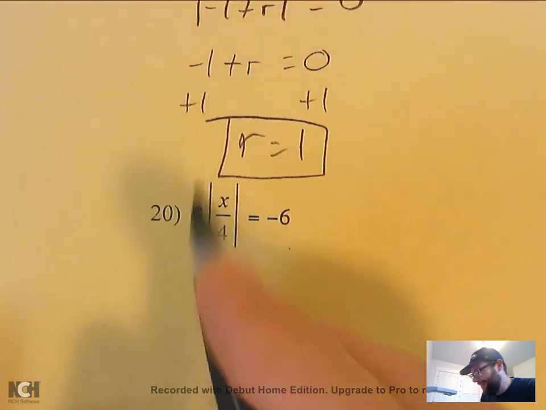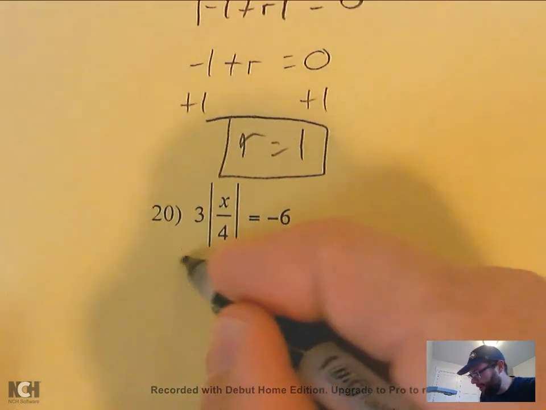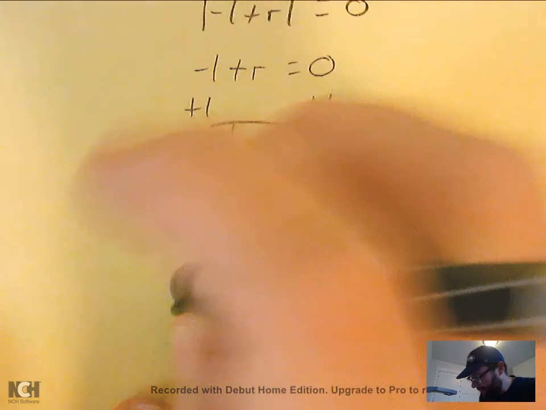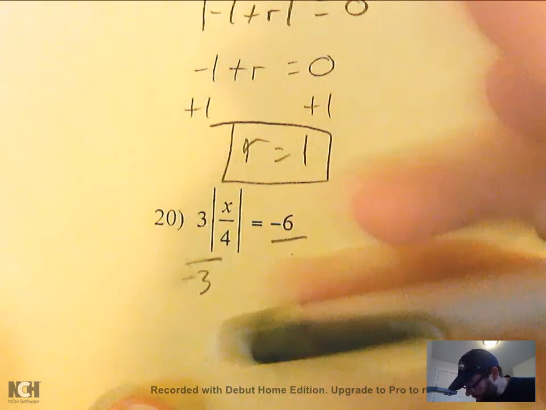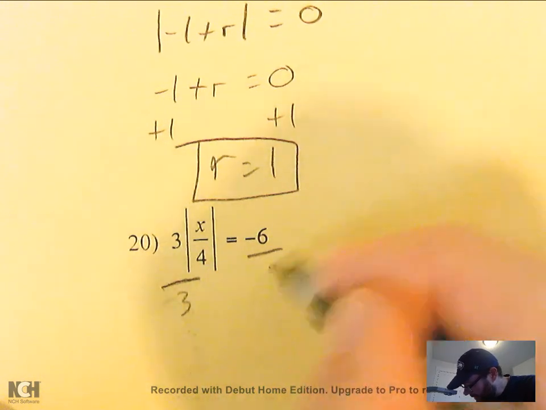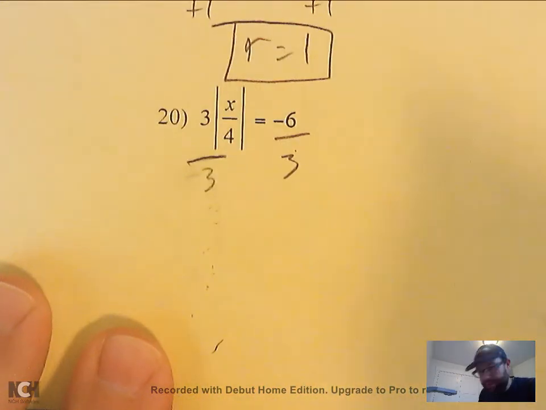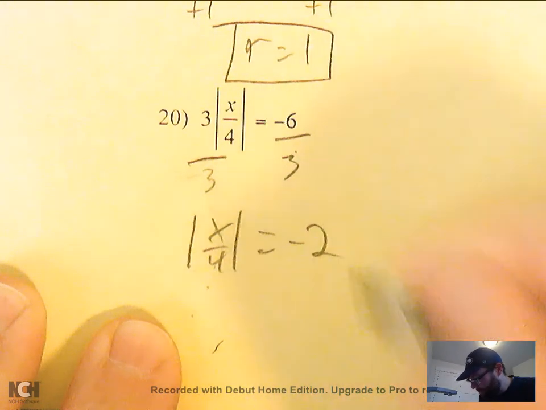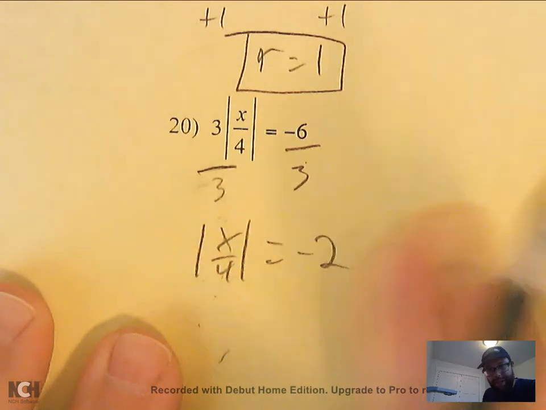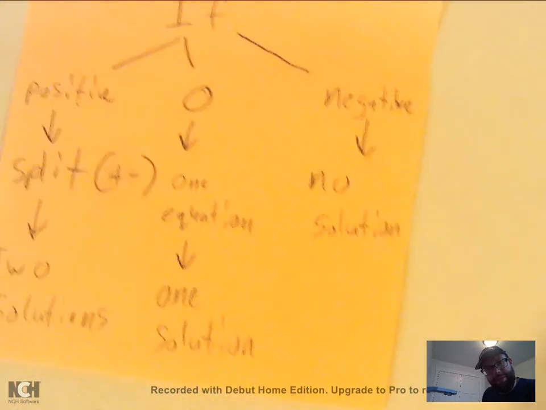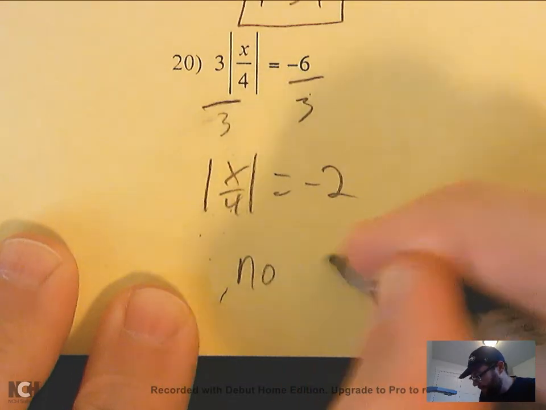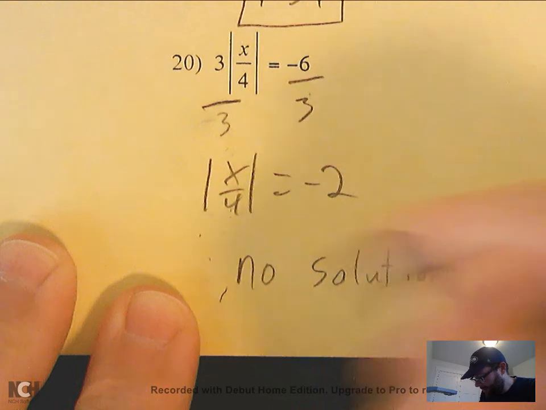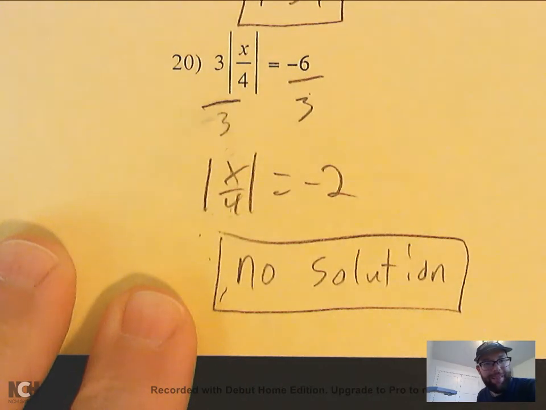Okay, last one here. This 3 is multiplying, so we have to divide, and I don't know why I wrote a negative 3. It's a positive 3. I'm not changing the sign on you. That is a positive 3. So divide by 3, and we would get absolute value of x over 4 is equal to negative 2. Absolute value is all by itself. It's equal to a negative number. That's not possible, right? Negative is a no solution. So we just write no solution. And that is our answer.